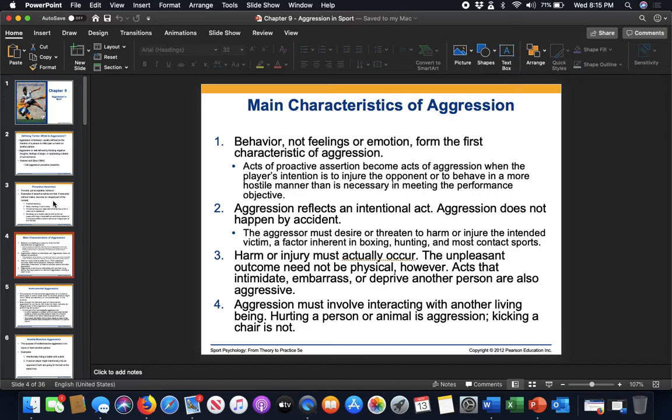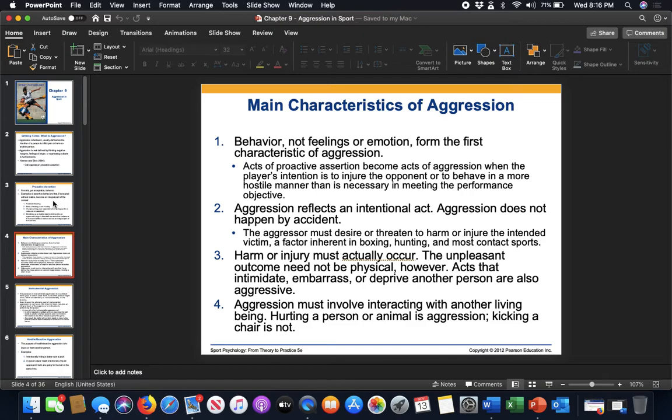So that's what we're looking at there. Harm or injury must actually occur for aggression. So it's really kind of an interesting thing, but harm or injury. But then also, if you think about it, intimidation, embarrassment, and then deprivation, all of those things are a different type of harm, but it's still there. So you'll see that the different levels of aggression will show what we're talking about there.